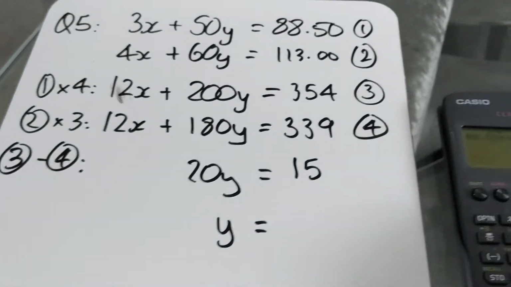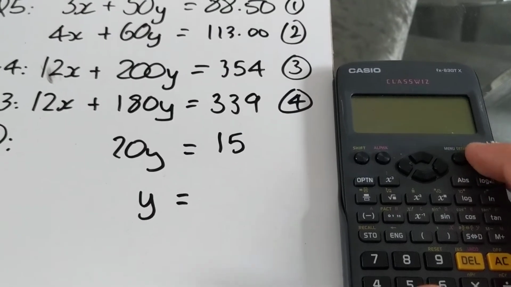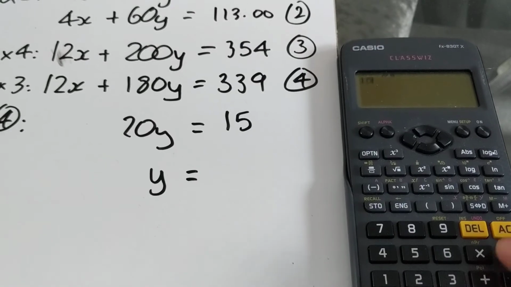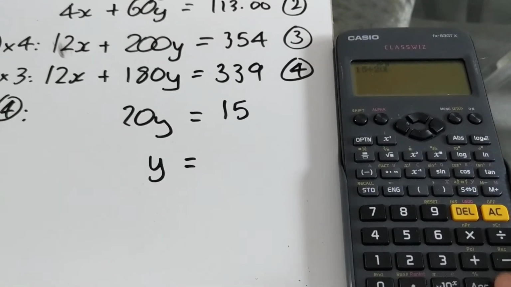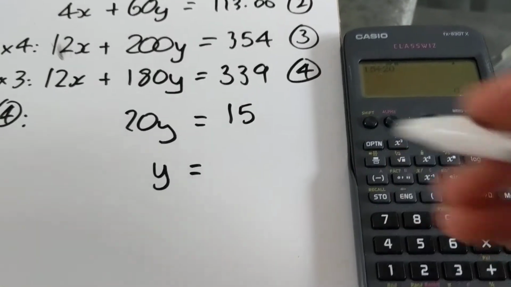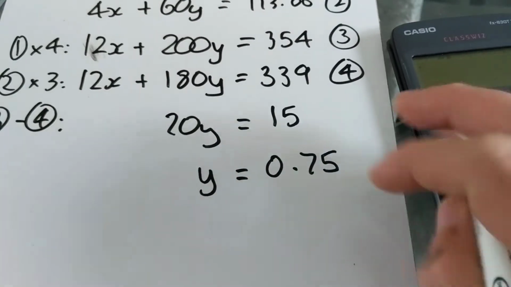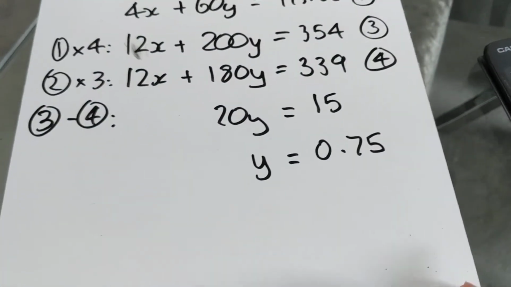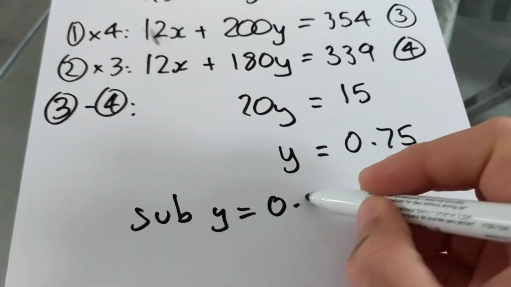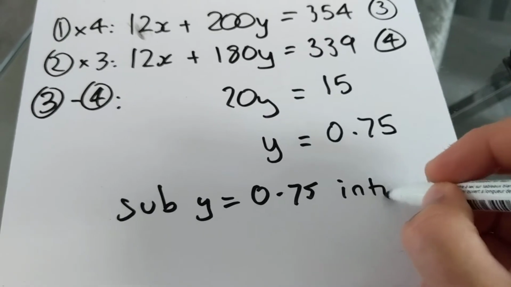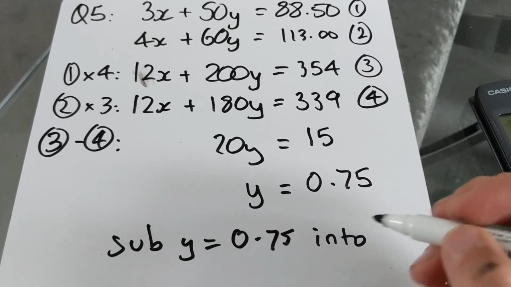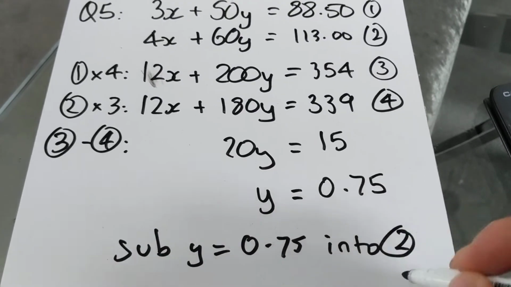Now just obviously in this question we're talking about money, so using the calculator is not a bad idea here. So we need to divide both sides by 20, so 15 divided by 20 comes to 3 over 4, but in money terms 0.75. Okay, so basically our y is 75 pence. We'll get back to that in a minute. Sub y equals 0.75 into, and the easiest equation might be equation 2, we'll say. Could be equation 1.